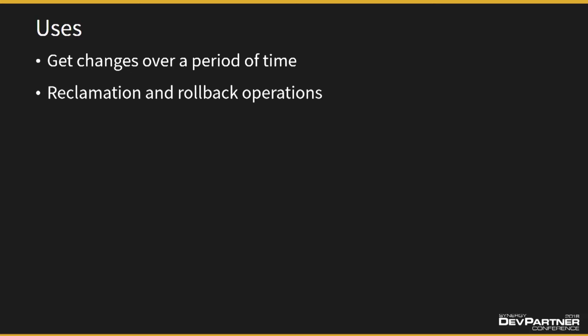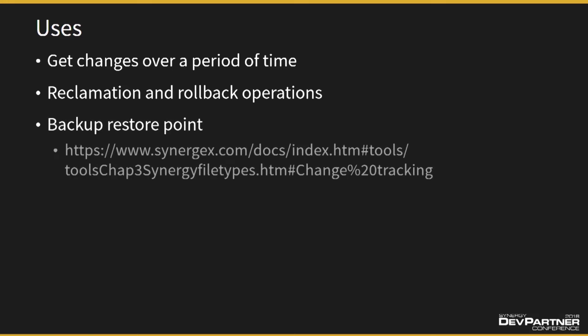Also, if you're doing a bulk operation on your ISAM files, and you want to have a restore point or a place to roll back, then you can use a snapshot of what the files were like before you did that. This is just a great way to keep a record of where the files were at before you made changes.